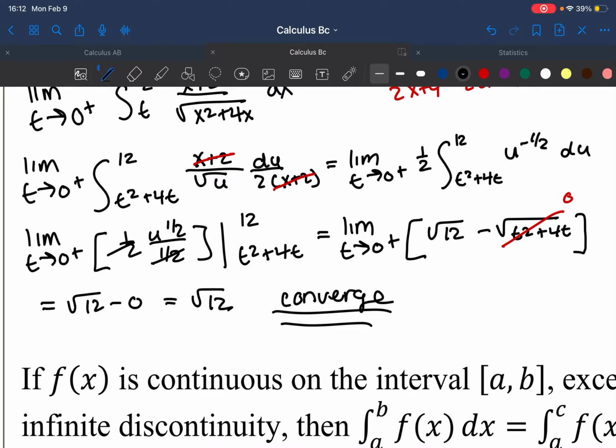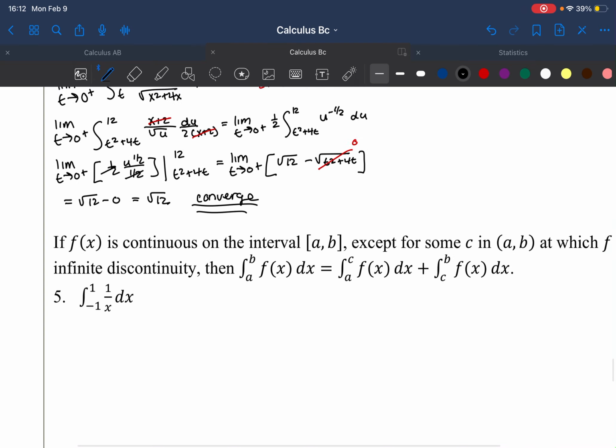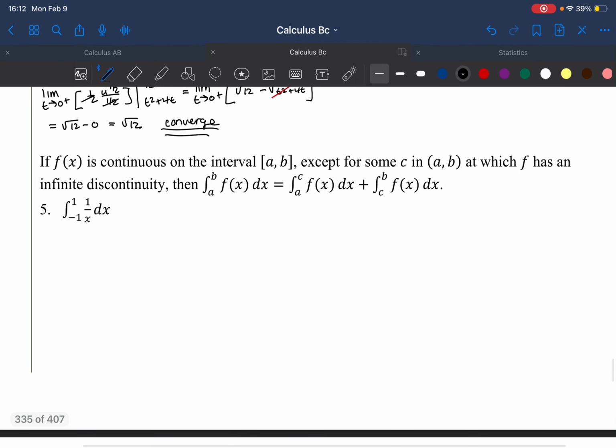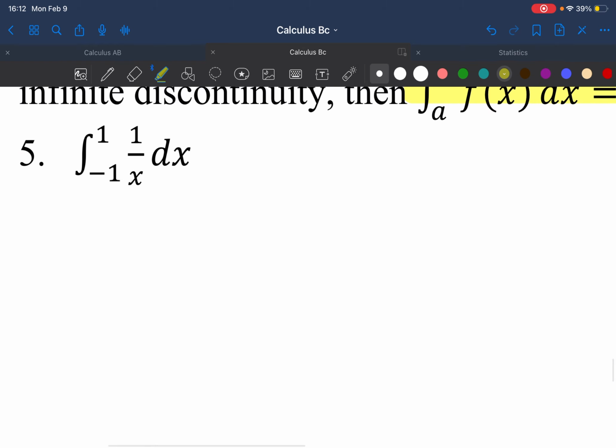Lastly, number 5 says if f of x is continuous on the closed interval [a, b], except for some c in the open interval (a, b), at which f has an infinite discontinuity, then we could rewrite it as such. So almost exactly how we did number 3, where we separated it into 2 integrals because we had negative to positive infinity. We're going to do the same thing here because we want to get rid of that infinite discontinuity at 0.